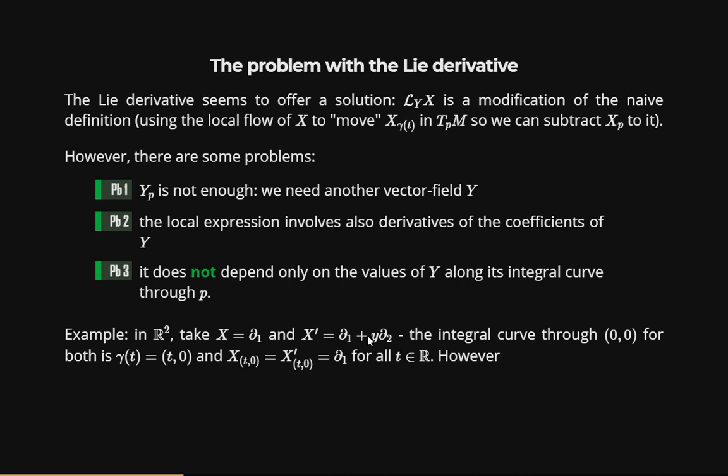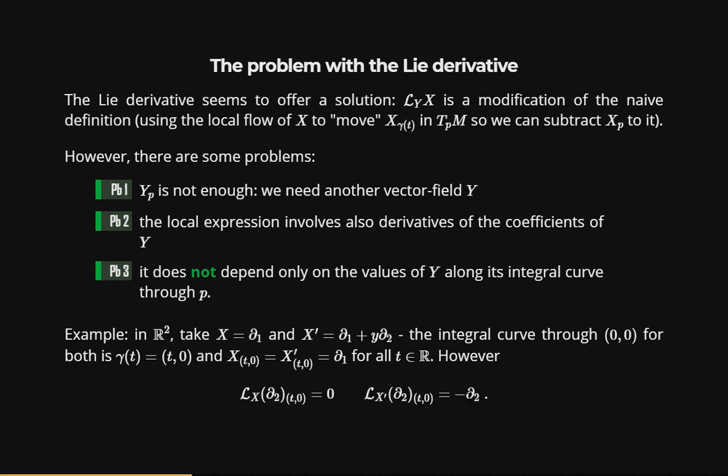It is gamma of t equal to t0. And x and x prime at t0, so at all the points of the integral curve, are partial 1. However, the Lie derivative of partial 2 with respect to the first field is 0. The Lie derivative at all the points of the curve, the Lie derivative of partial 2 with respect to x prime is minus partial 2.